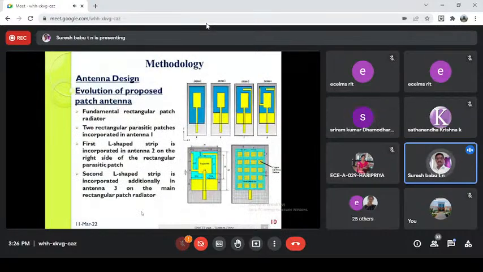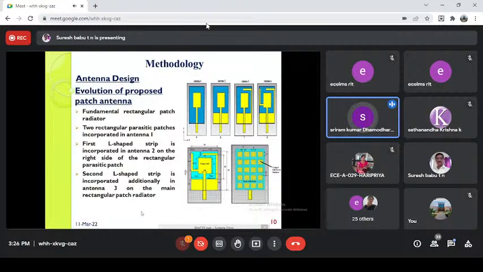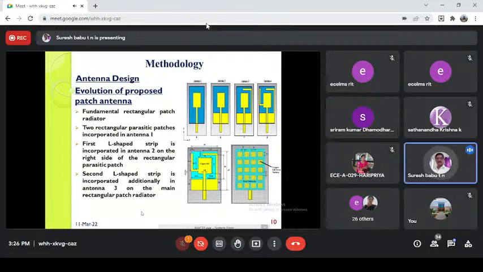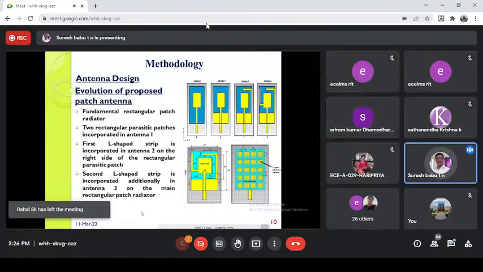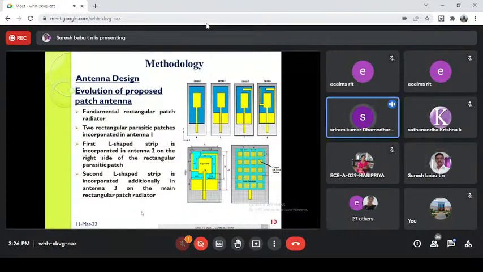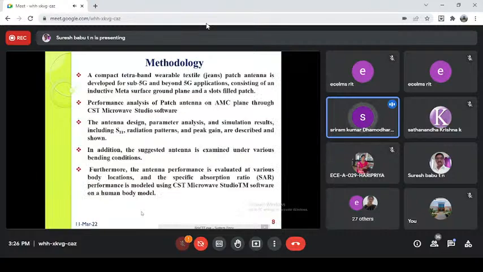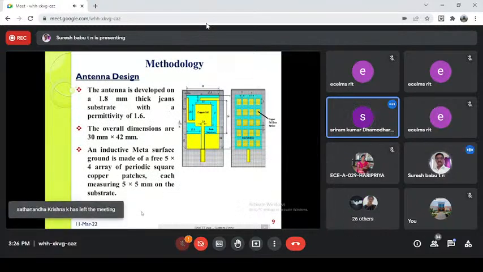Is the work anything new? Yes, sir, this is new. It is only simulation, sir. What simulator did you use? CST software. So did you try to fabricate any of the geometry? No, sir, the fabrication is going on, sir.